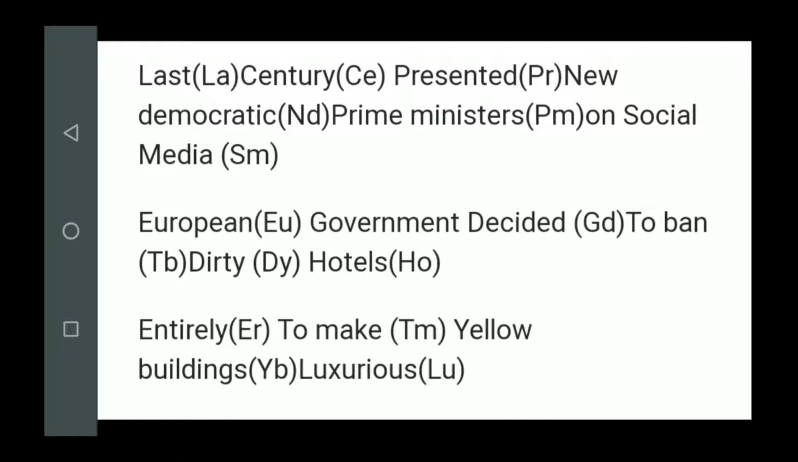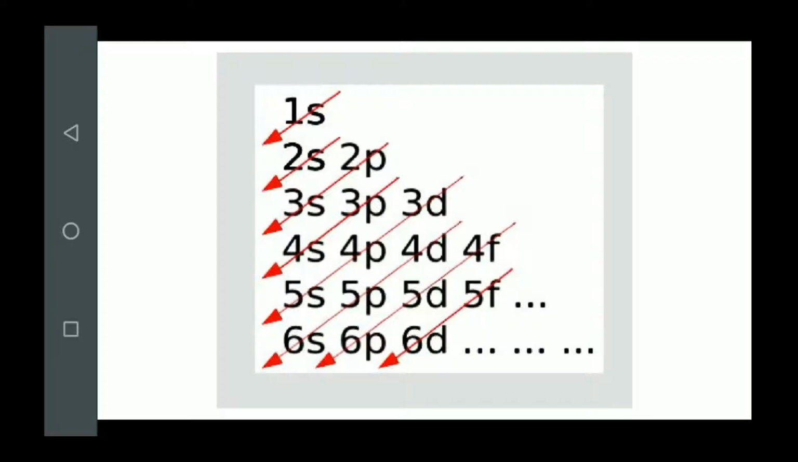It's almost half of your lanthanoid elements here. Then, European government decided to ban dirty hotels entirely to make yellow buildings luxurious. So here also the symbols for each of the lanthanoid elements in the series are mentioned, so you can memorize these mnemonics to memorize the lanthanoid series. Now let's go back to the Bohr principle.